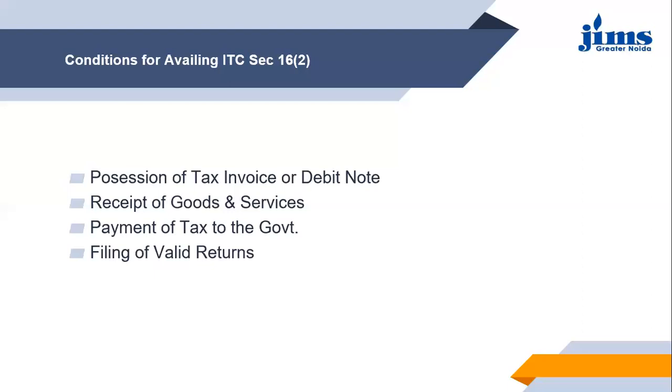Then filing of valid returns. Filing of valid returns is the fourth essential condition, that the registered person should furnish the final valid return for the supplies that he has received, and the supplies which he has made. So all these four conditions, not only one, are required for availing ITC under section 16 subsection 2.